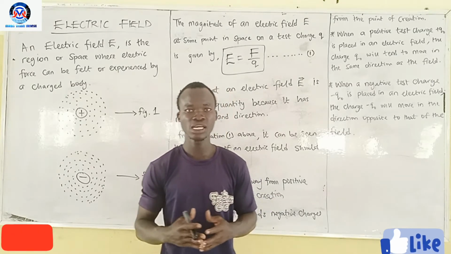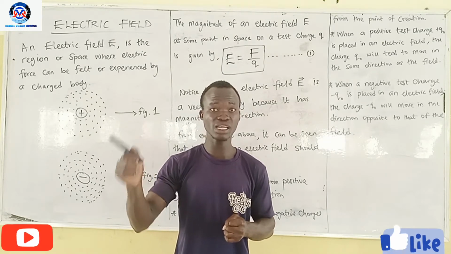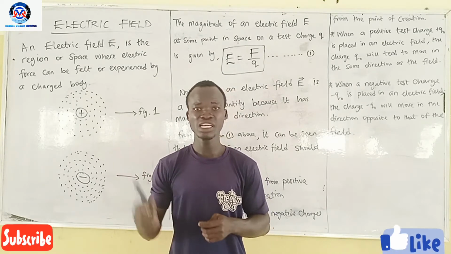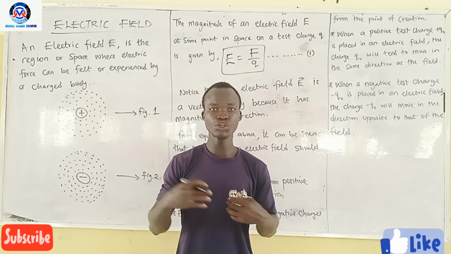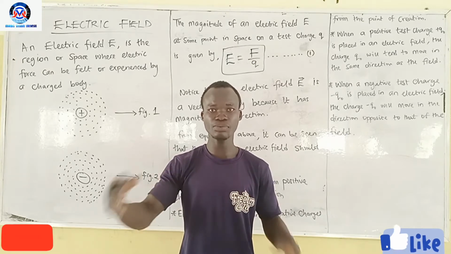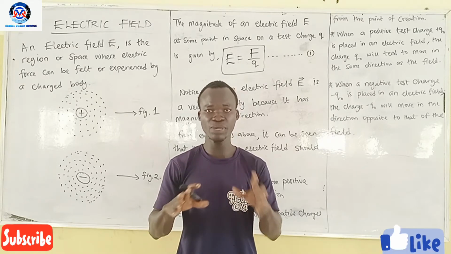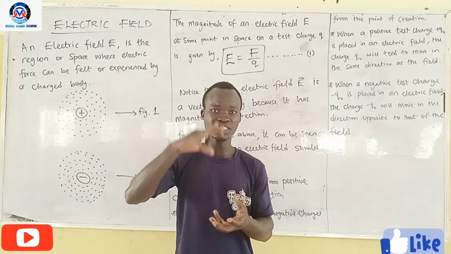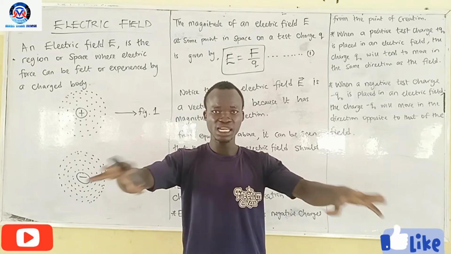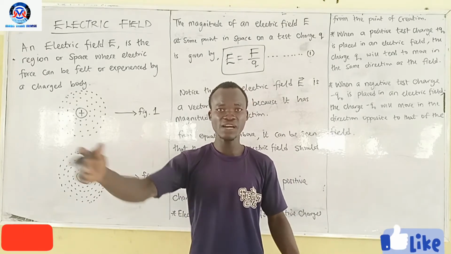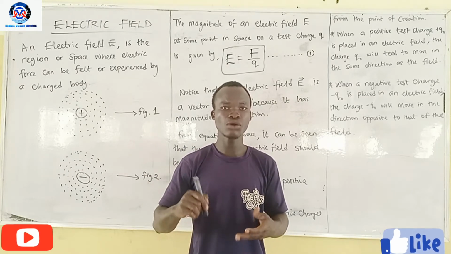If another person comes into my region, remember that the person must also be a charged particle, a charged body. The person will experience a force due to the electric field that I have created, because the person is coming into my region. Remember that we said an electric field is the region or space where electric force can be experienced by a charged body. So, as I have created electric field around myself, if another charged body comes into my region, the charged body will experience a kind of force.